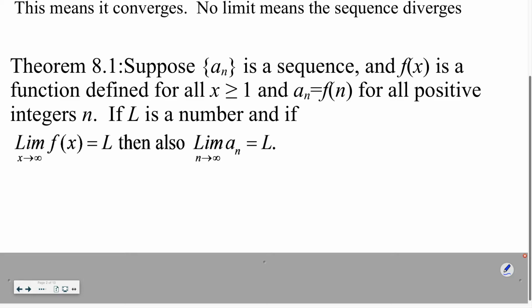I don't get it. What does Theorem 8.1 say? We have a sequence, and f of x is basically describing the sequence as a function in terms of x. Whatever the limit is towards infinity of our function, we can then apply that, and that would also be the limit for our sequence. Basically, you can take the limit of a sequence the same way you take the limit of a function. That's what it's saying. Is that clearer for you?